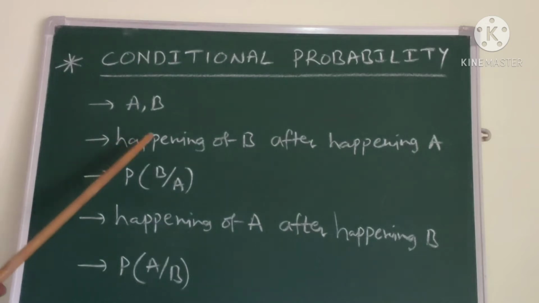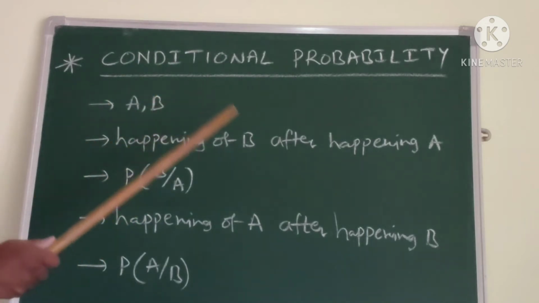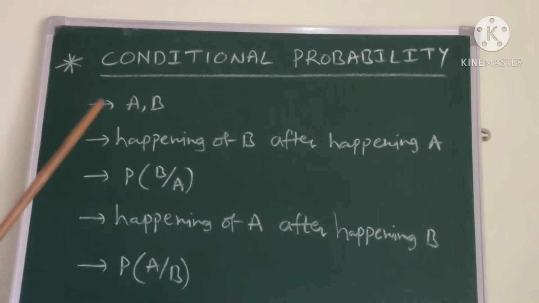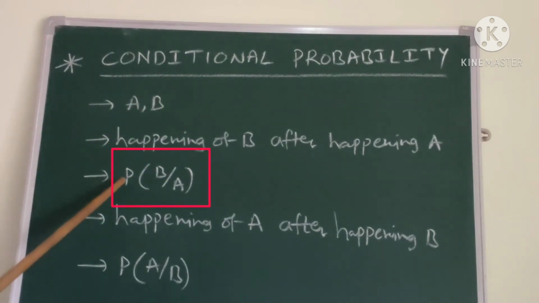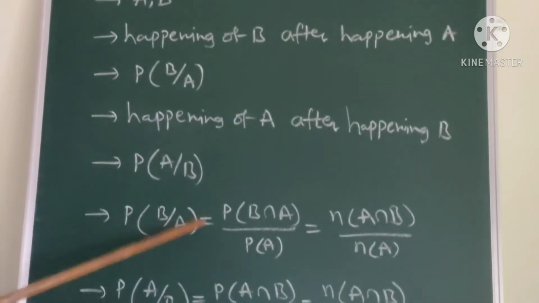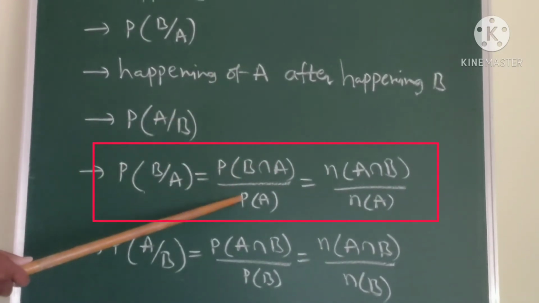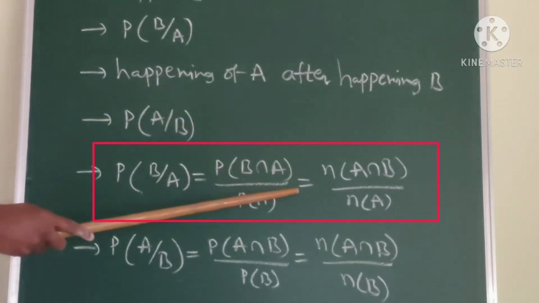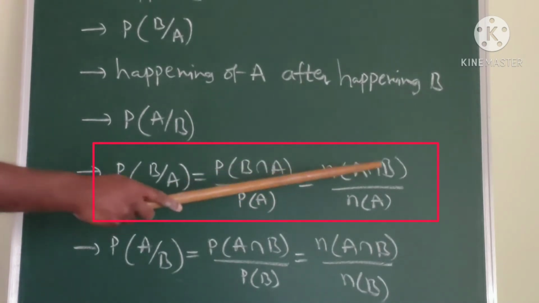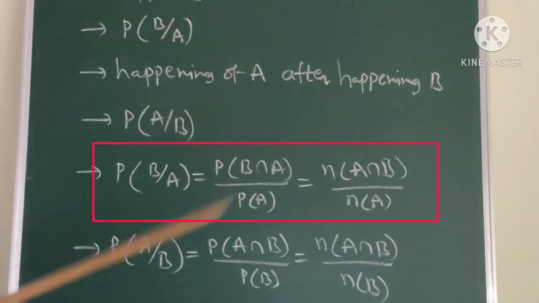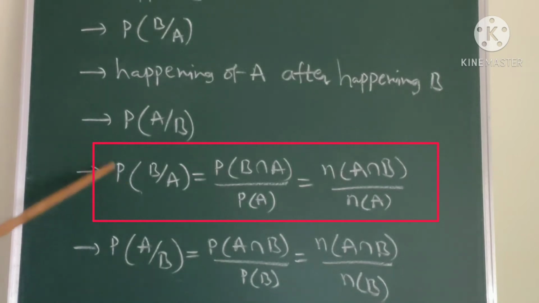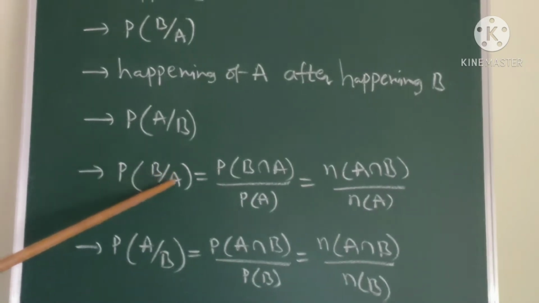That means the happening of B after the happening of A is called the conditional probability of B, and it is denoted by P of B by A. That means P of B by A is equal to P of B intersection A by P of A, which is nothing but N of A intersection B by N of A. This is the formula for probability of B by A.